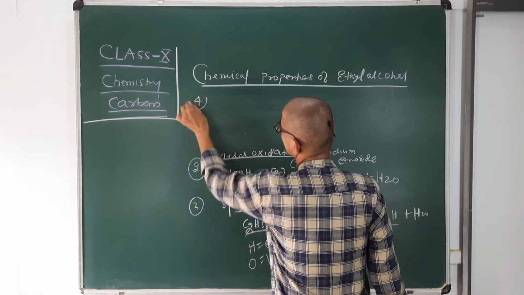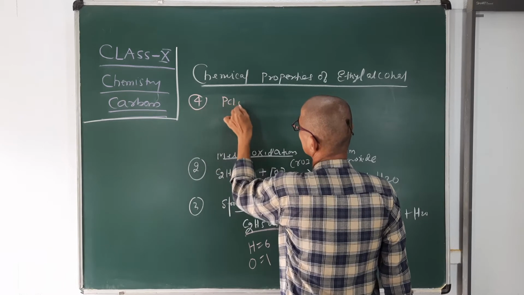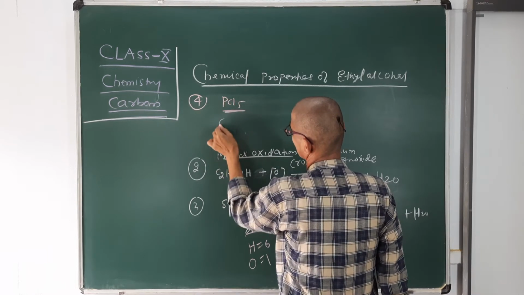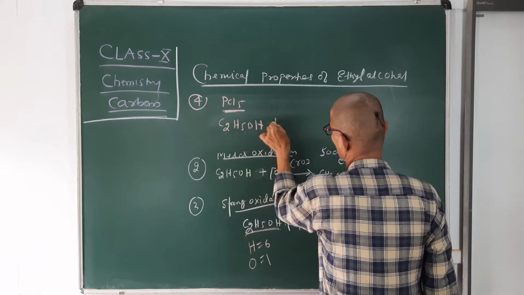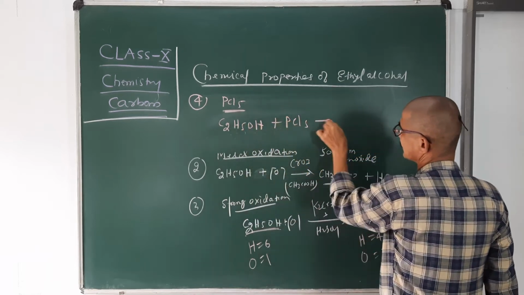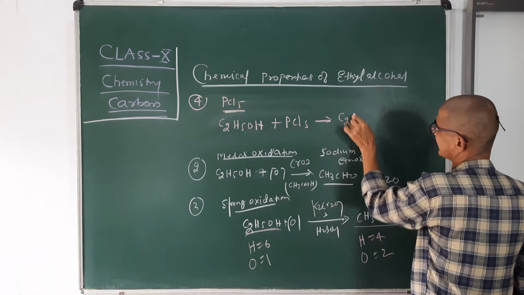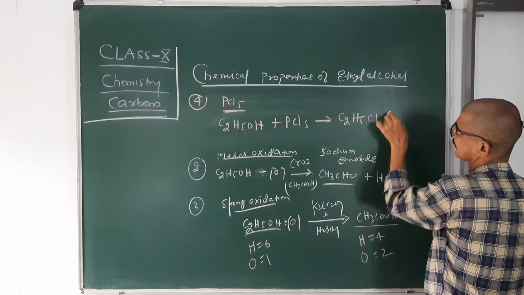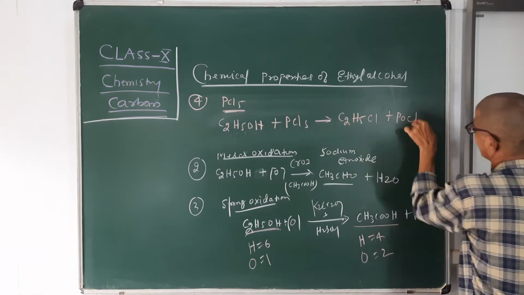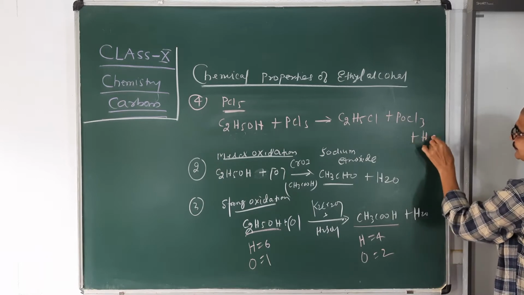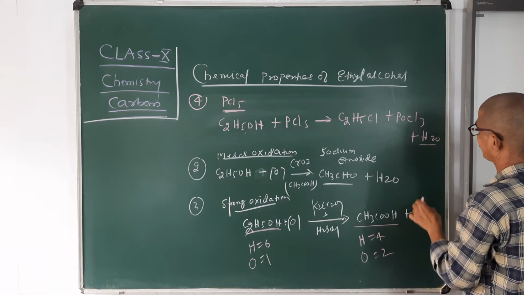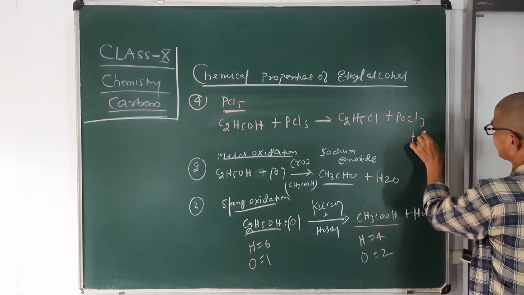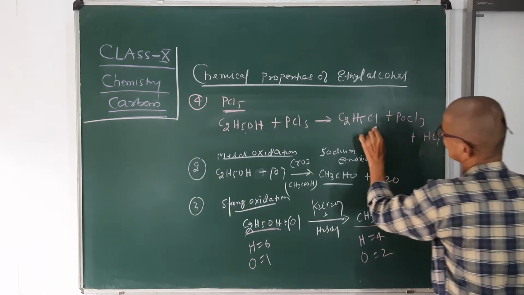Reaction with PCl5, phosphorus pentachloride. When ethyl alcohol reacts with phosphorus pentachloride, we will get ethyl chloride, phosphorus oxytrichloride, and HCl. HCl is formed.